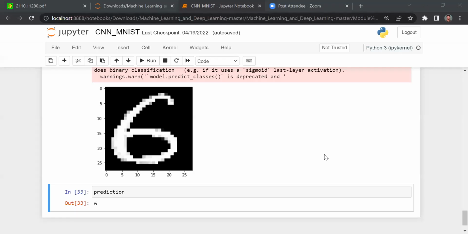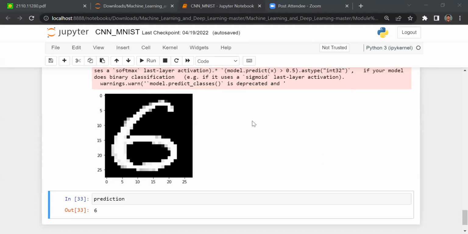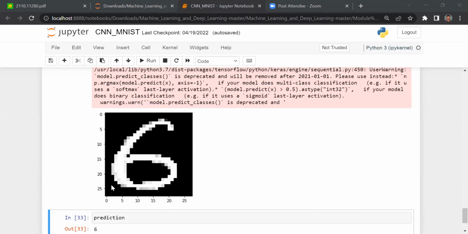Samil is asking what is padding. I didn't talk about padding. Padding is like putting extra pixels around your image. If this is your image, you put extra pixels as a boundary. That's what padding is. It's done to ensure that the size of the image remains the same. It's like putting a boundary around your image.